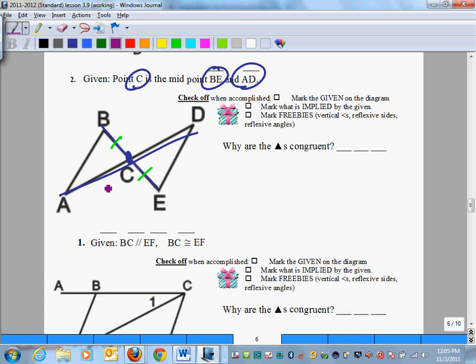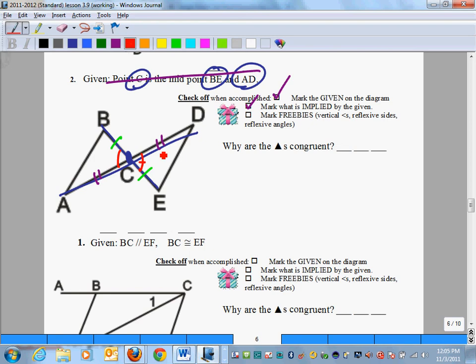Okay, AC has to be equal to CD because of those midpoints. So I'm going to cross that out. We're done with the given. We did the implied by the given at the same time. Now, what's our freebies? Vertical angles. What does implied mean? Implied: the fact that C is the midpoint gave you two equal pieces because it's the midpoint. It's implied by the midpoint.